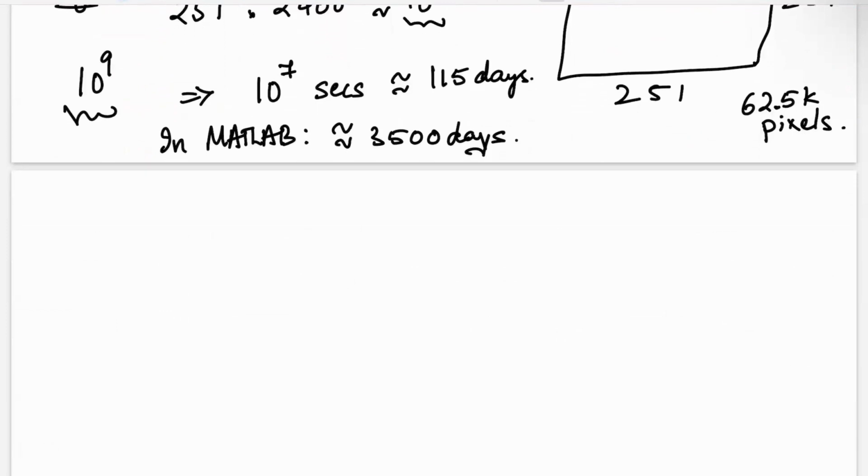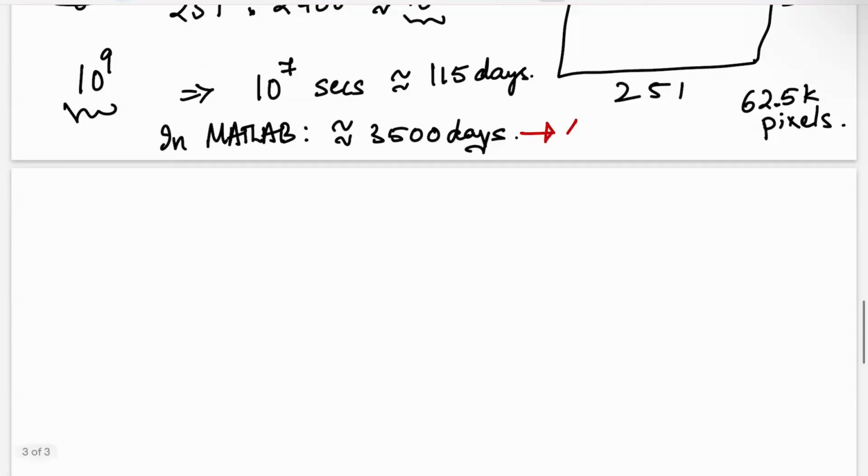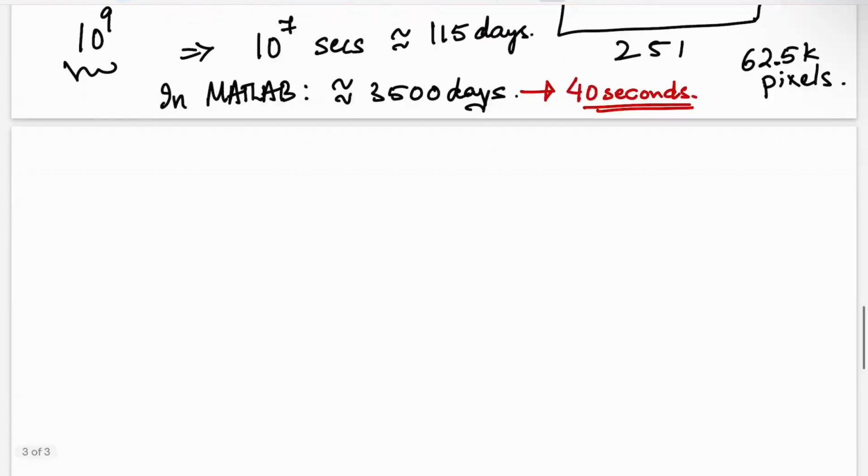So obviously we don't want to sit around for 10 years until we form an image. But even if you implement it in C++, it still is not fast enough, right? So in today's video, we're going to see how we can reduce the computation time from 3,500 days to about 40 seconds. And that's a huge, huge improvement, of course.